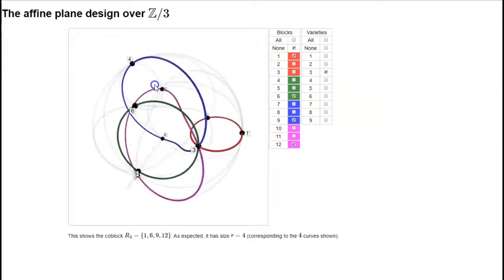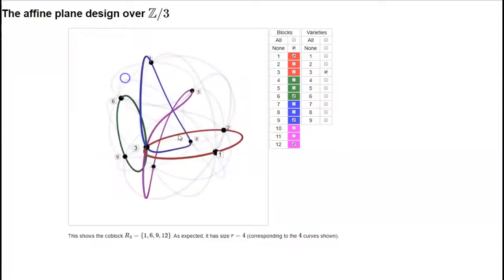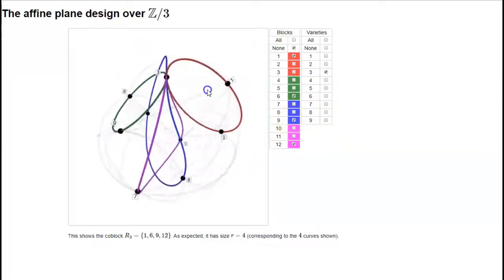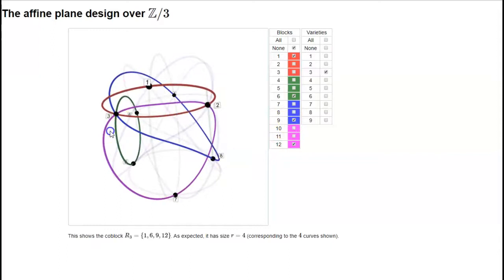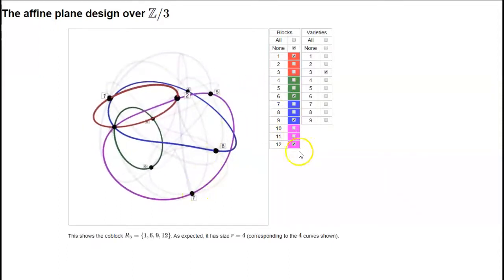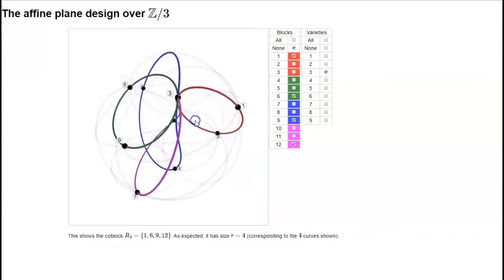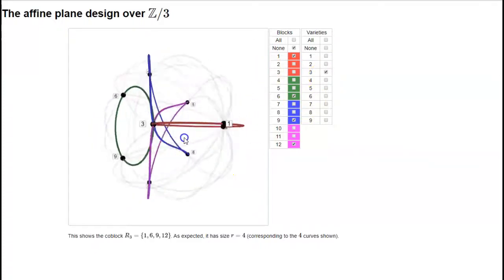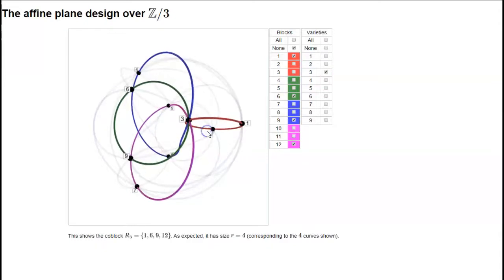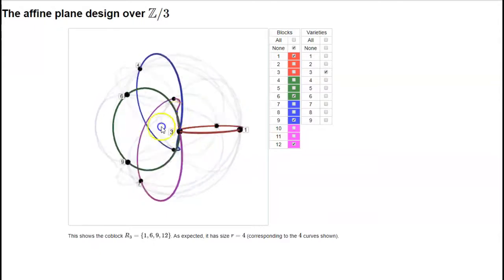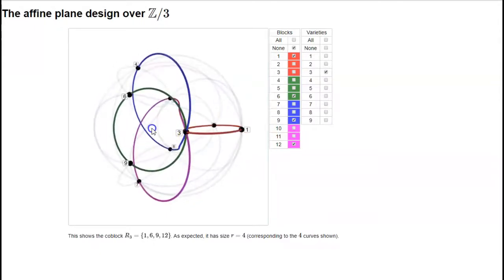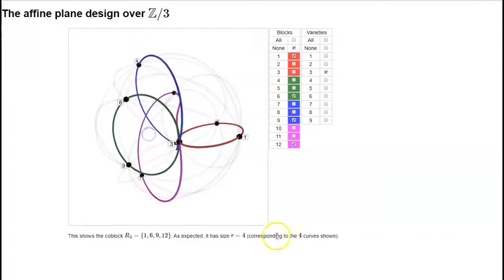And then we've got a blue one, 4, 8, and 3. That's block number 9, as shown here. And then we've got a purple one with 3, 5, and 7. That's block number 12. So we've got 4 different blocks that contain 3, one of each color. And remember, for a block design, every variety is contained in precisely r different blocks. So here we're saying that variety number 3 is contained in 4 different blocks. So that means that r should be 4.